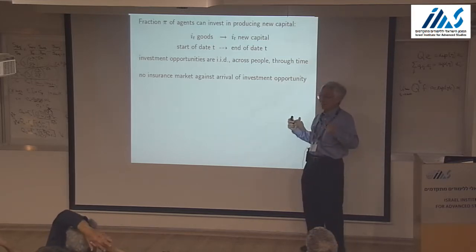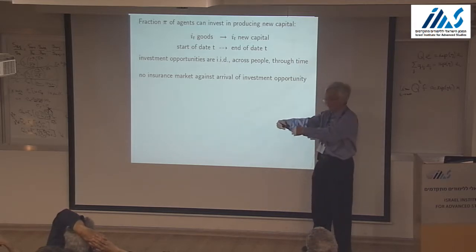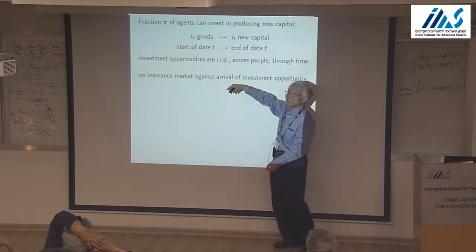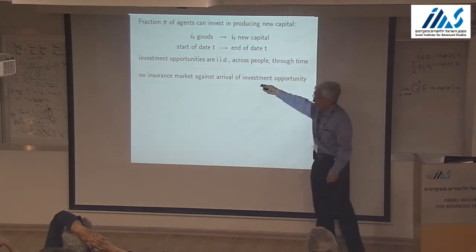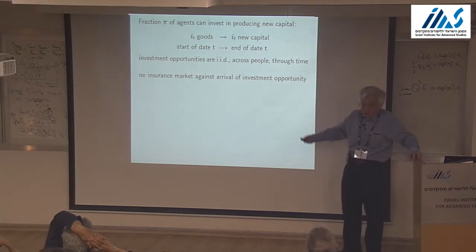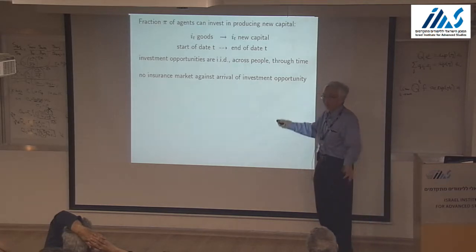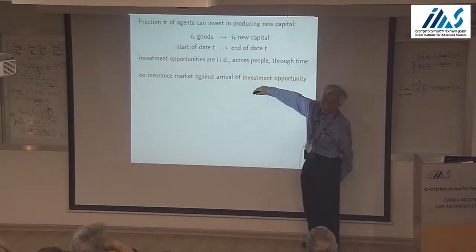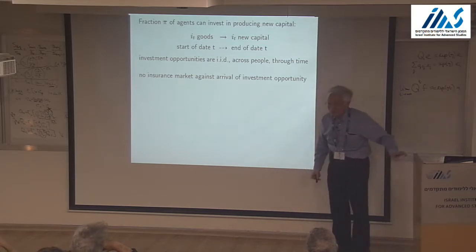One possibility is that you contribute to a pot of funds, and then the people who get the investment opportunity get everything. That's one way to do it. But who has a real investment opportunity or not is not immediately observable, or for other reasons, we just assume there is no insurance arrangement against the investment opportunity.